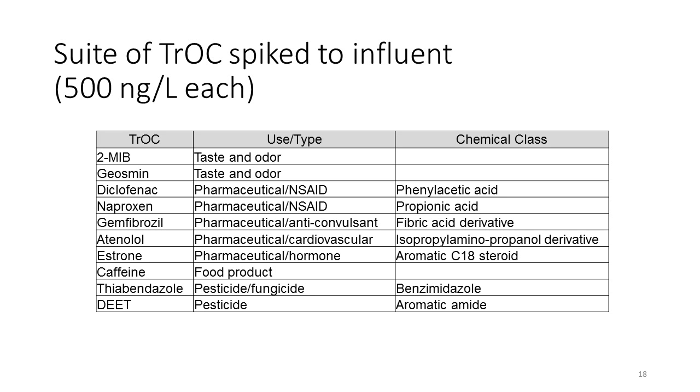So the suite of trace organics was selected based on various factors, including covering a range of uses and types, various chemical classes, and also ease of biodegradation, between very easily biodegradable, like 2-MIB and geosmin, to pretty recalcitrant, like gemfibrozil.